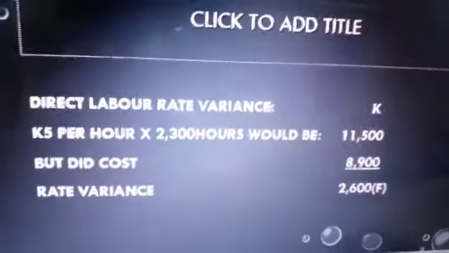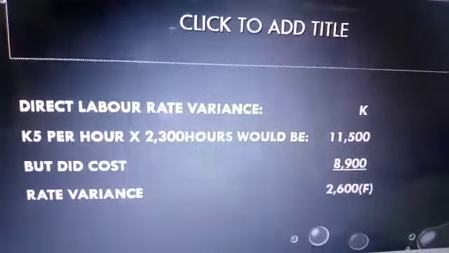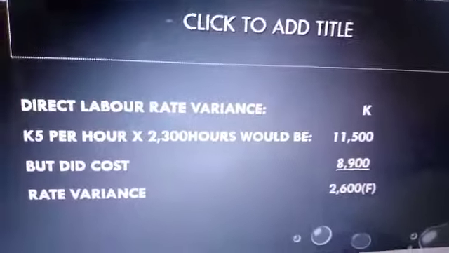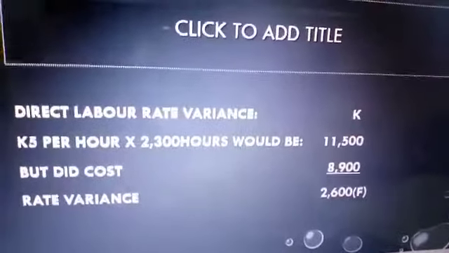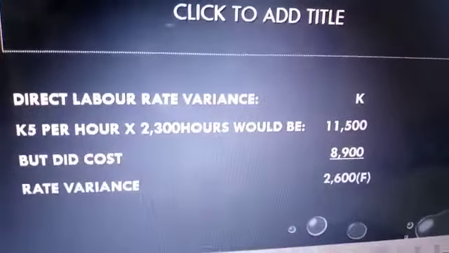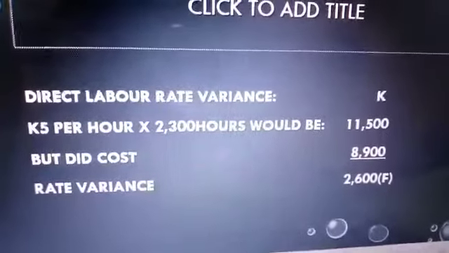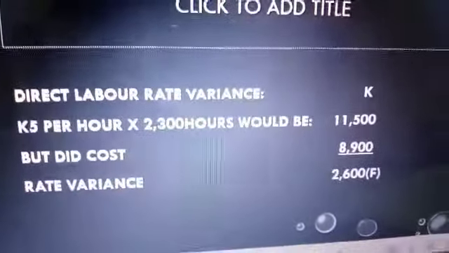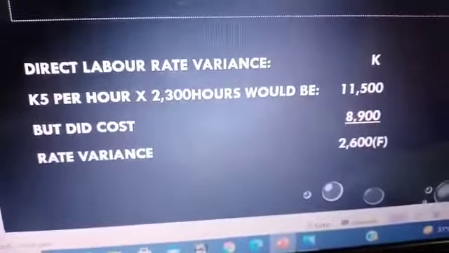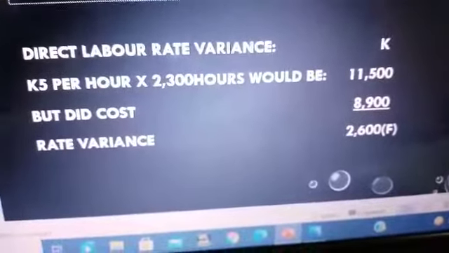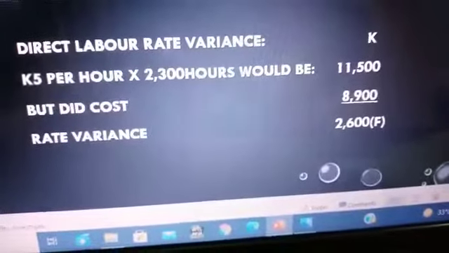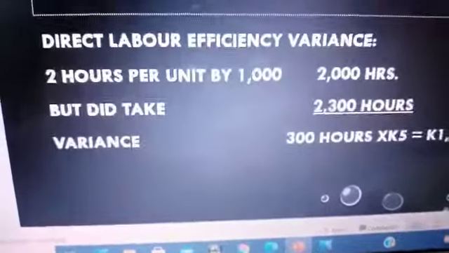For direct labor rate variance, the rate you're using is 5 kwacha per hour. Where there's the word per, that's the signal that you're using the rate. So for the rate variance, you use the data which has the word per. So if you were to spend 5 kwacha per hour, and going by the actual hours you multiply, you would have spent 11,500, because you budgeted 5 kwacha per hour and the actual hours came out to be 2,300. But then you did spend 8,900. Therefore, the difference is the variance, which is 2,600 and is favorable, because what you spent actually is less than what you budgeted for.